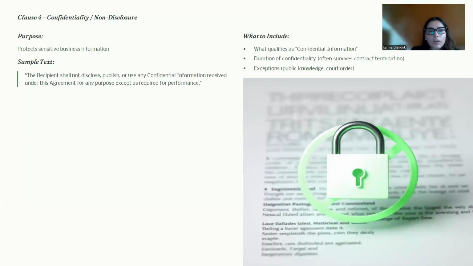Now let's talk about the confidentiality clause. Now this clause protects sensitive business information like your trade secrets, client data, strategies, or even your pricing models. So what all must be included here?